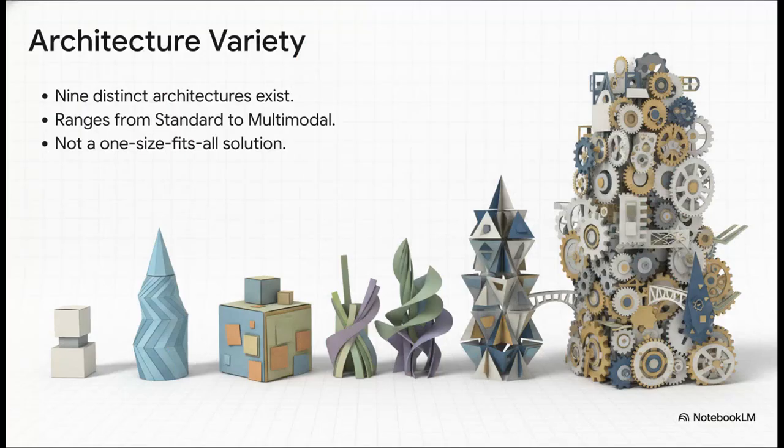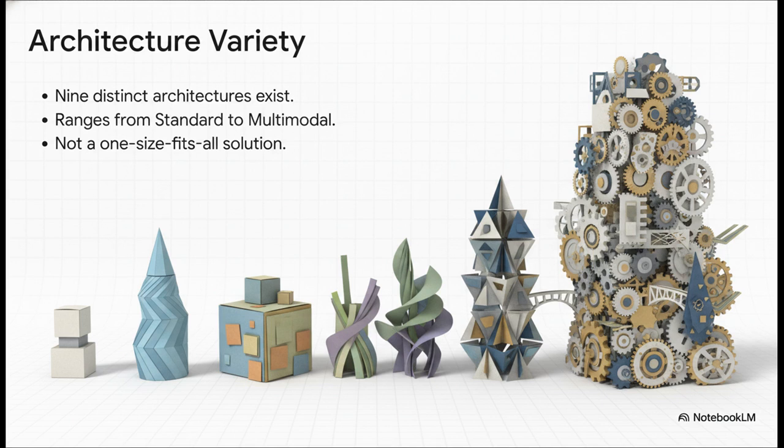The absolute foundational rule you need to understand right out of the gate is that an architecture must actually earn its place based on your specific use case. Like we just saw, there are 9 distinct architectures in this field guide, and they range wildly in complexity, from your basic standard setup all the way to multi-model. And honestly, this brilliantly illustrates a key truth in AI development right now. There is absolutely no one-size-fits-all solution.